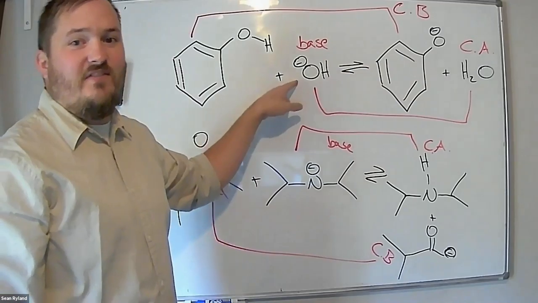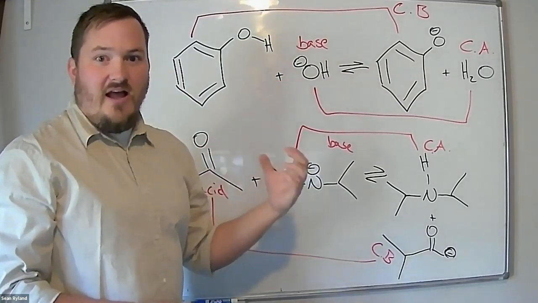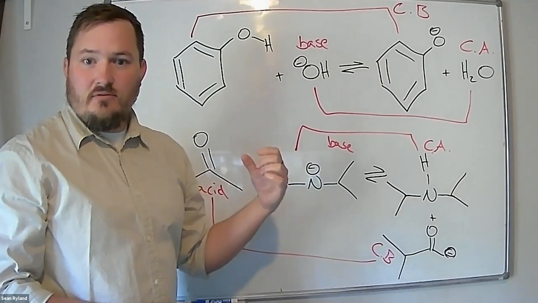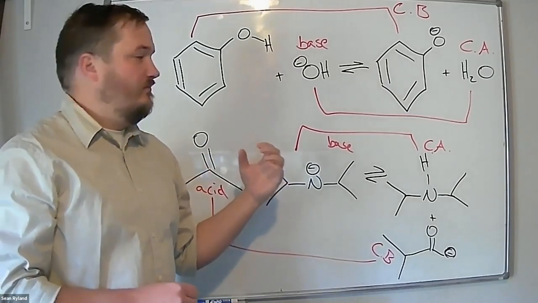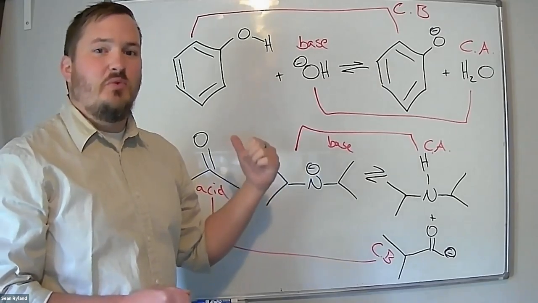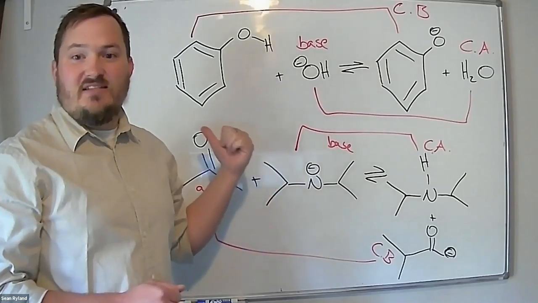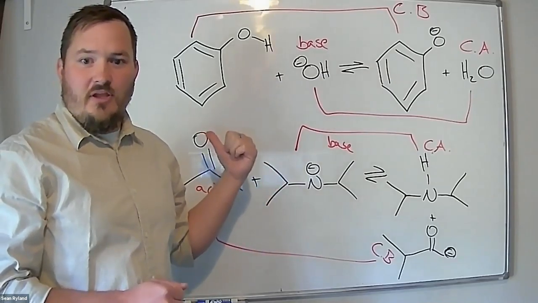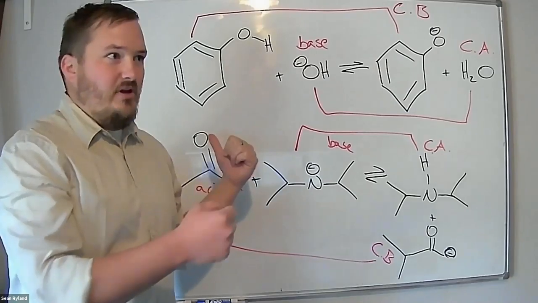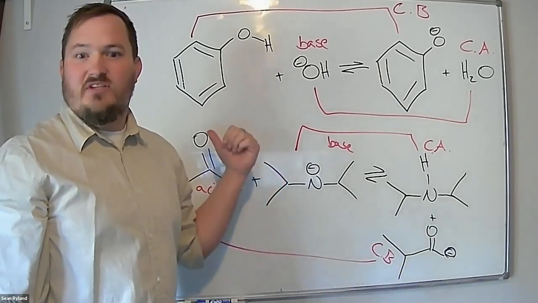Whichever side is favored at equilibrium is going to be the side where we have a weaker acid and a weaker base, right? Because, to put it in different terms, we're going towards the more stable side. If something is a really good acid or a really good base, that's because it's unstable in its original form, and it's trying to steal an H+ or give away an H+ in order to become more stable.